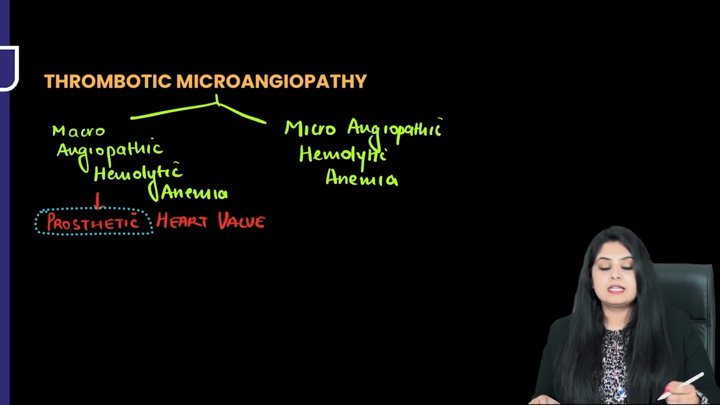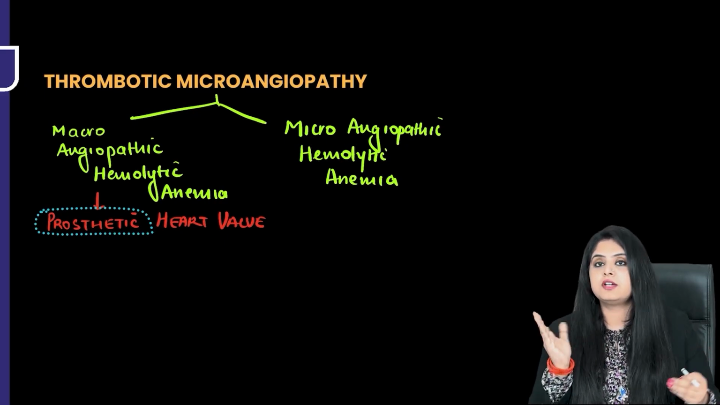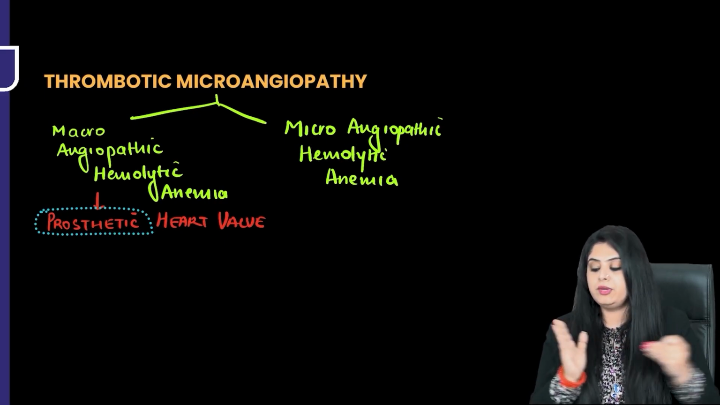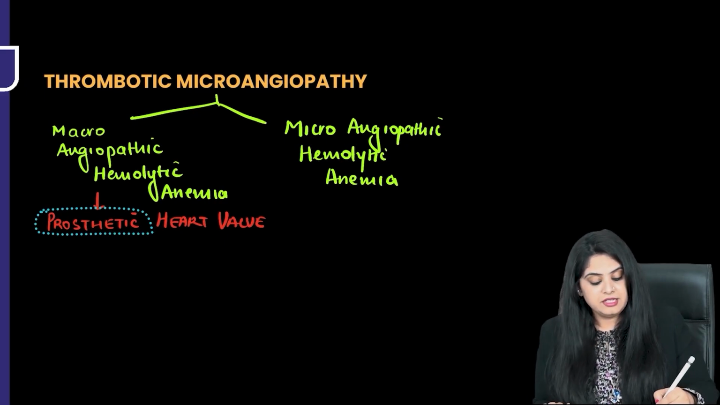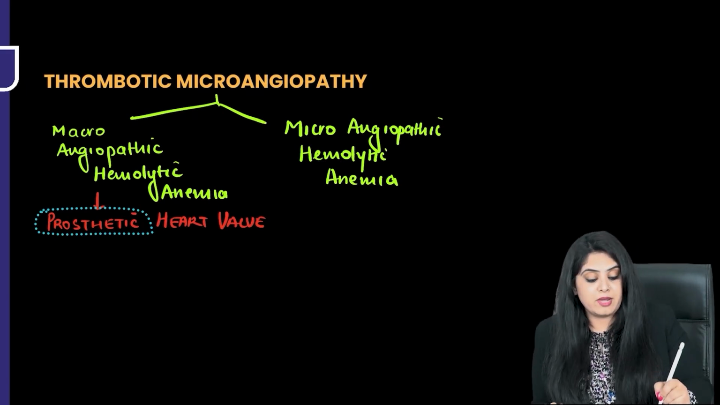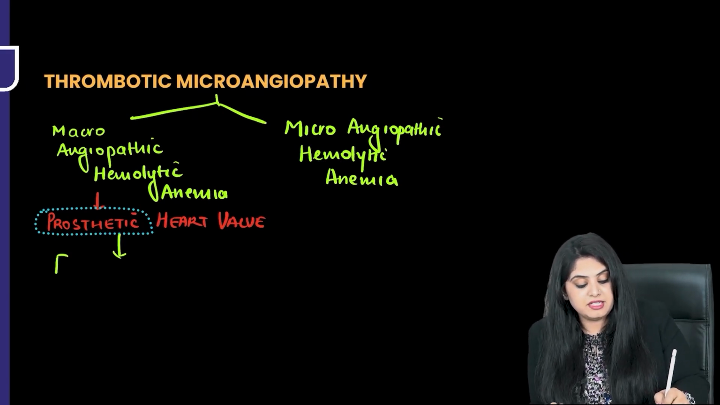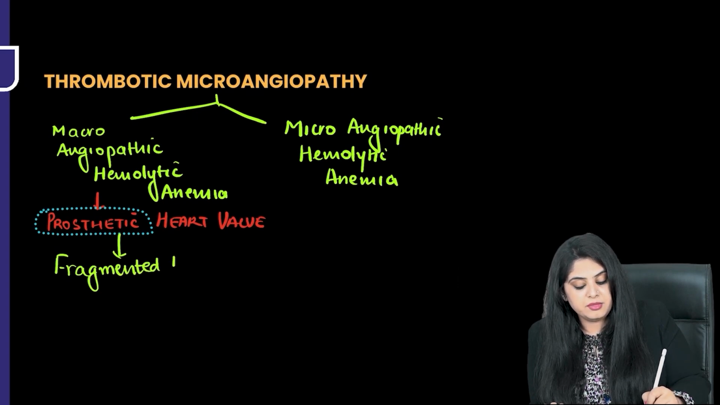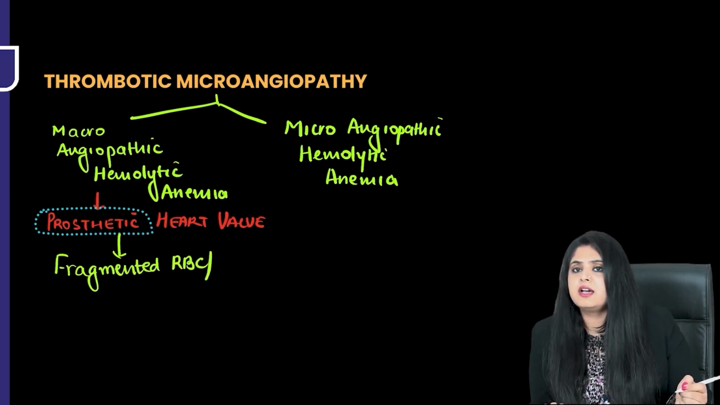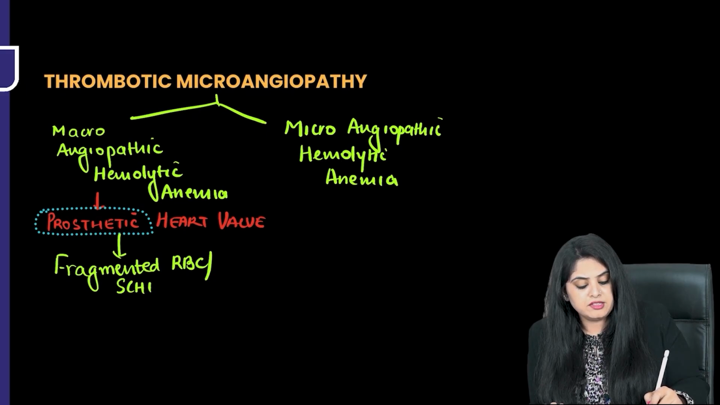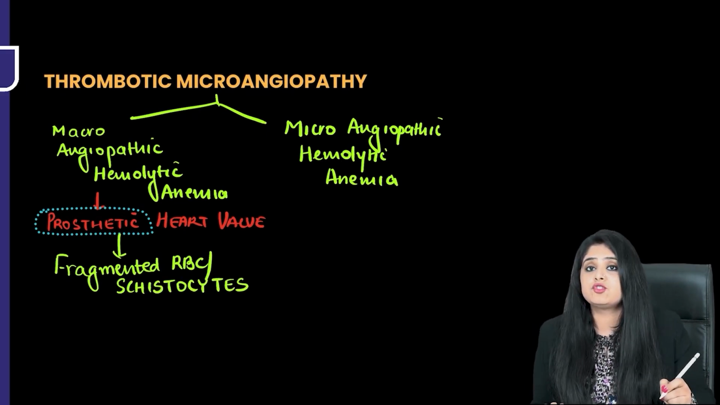So don't you feel that there can be some collision if this is a heart valve and some RBCs are going, they will collide and break? Yes. So that can result in macroangiopathic hemolytic anemia, meaning the RBCs can break. That is referred to as fragmented RBCs. And do we know what fragmented RBCs are known as? We know from our discussion way back in hemolytic anemias, fragmented RBCs are referred to as schistocytes.